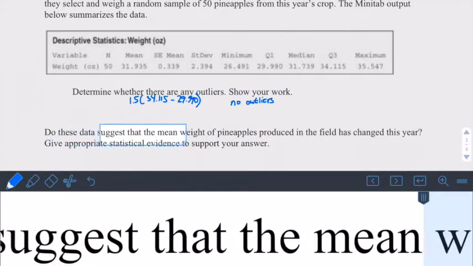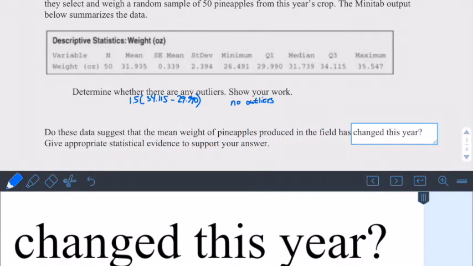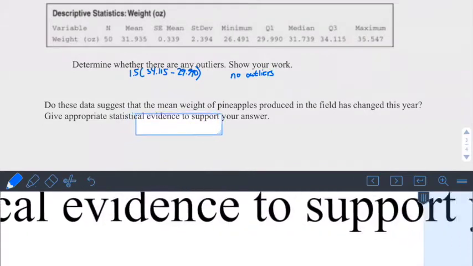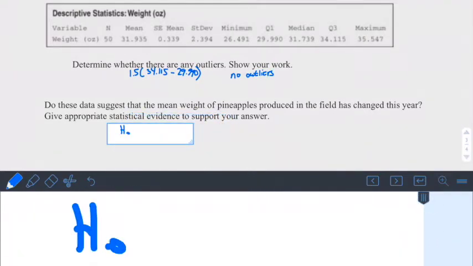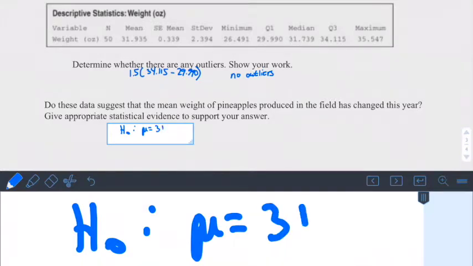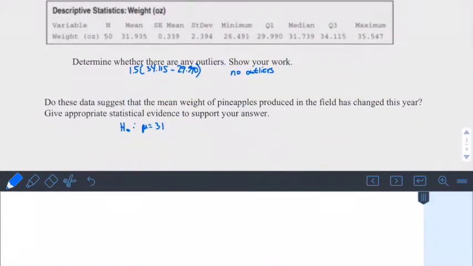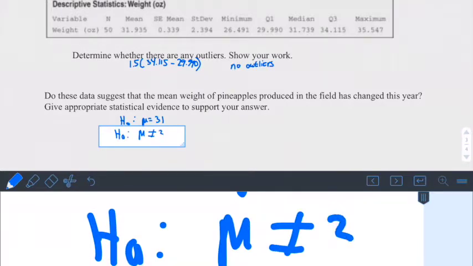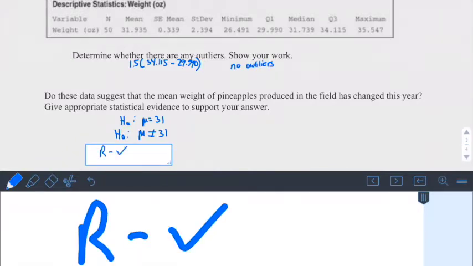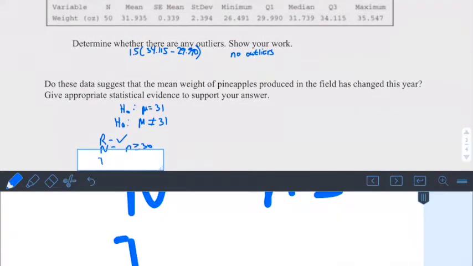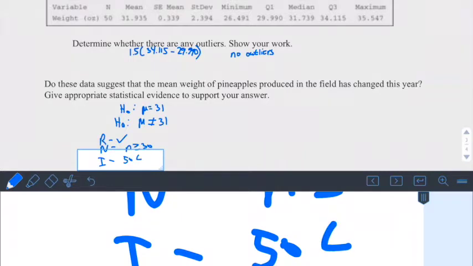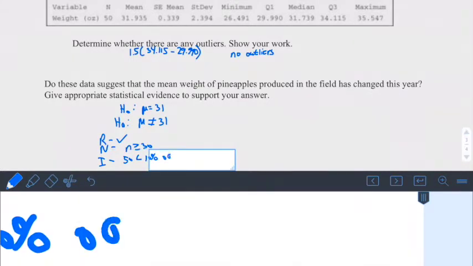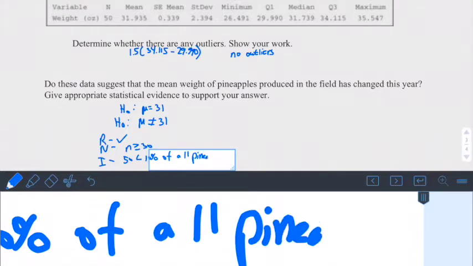Do these data suggest that the mean weight of pineapples produced in the field has changed this year? Give appropriate statistical evidence to support your answer. So our null is going to be that our mu is 31, because that's what it originally was. And then we want to see if it's changed. So our alternative is that mu is not equal to 31. Well, we know we had a random sample. Our n was greater than or equal to 30 because it was 50. And we can assume that 50 is less than 10% of all pineapples. So it meets our independent condition.